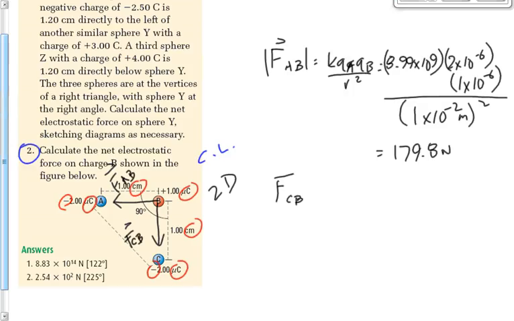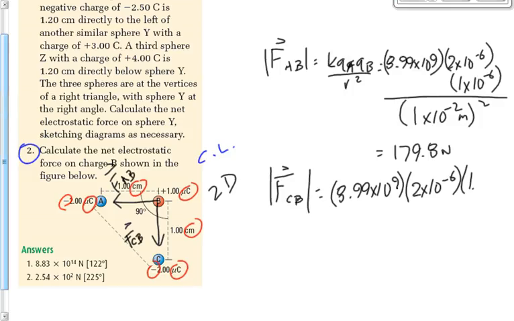FCB, same kind of idea here. This is going to be 8.99 times 10 to the 9 times, what's QC? 2 times 10 to the minus 6 times 1 times 10. Oh, look at that.